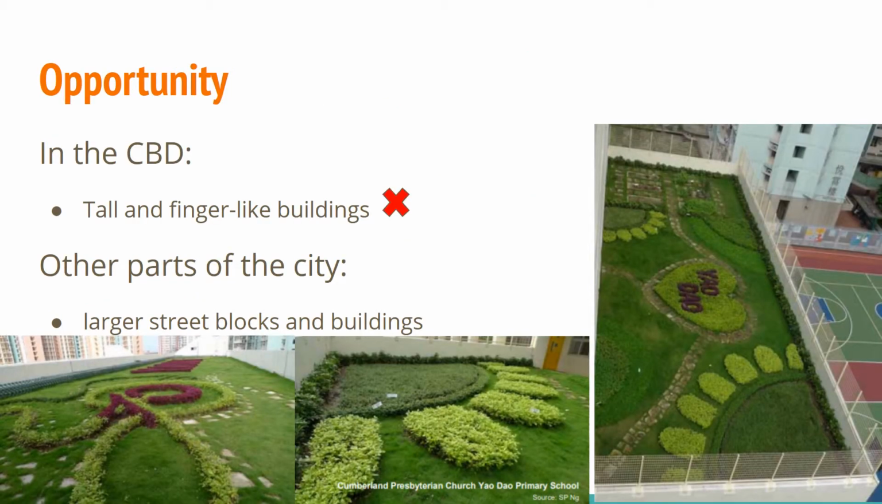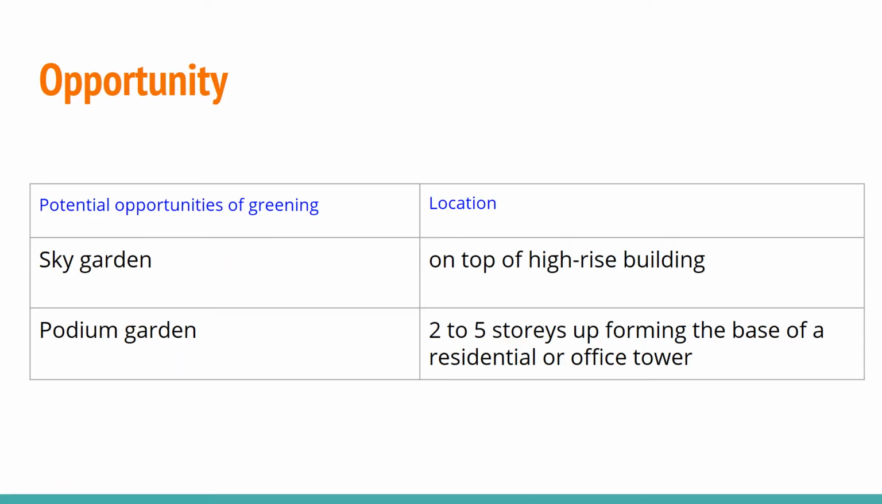For opportunity, there are plenty of places available for installing a green roof. Although there are many tall and figure-like buildings in the Central Business District, which are not suitable to have a green roof, Hong Kong is not all Central Business District. There are large street blocks and buildings in other parts of the city that provide opportunities for greening. There are different potential opportunities for different locations as shown in the table. So we can see that a green roof can be applied to lots of places.